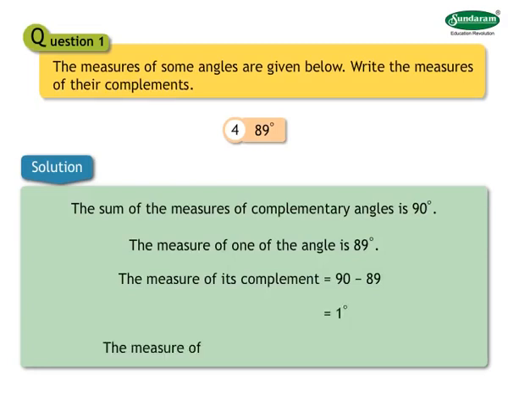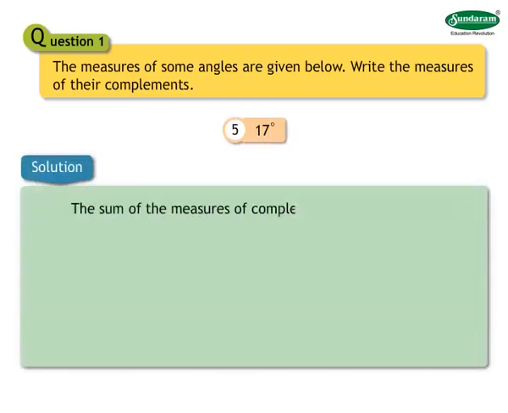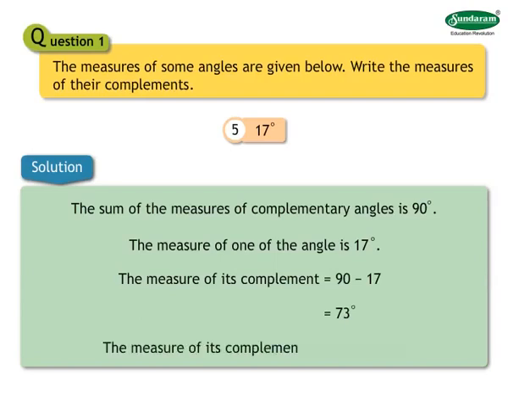Thus, the measure of complementary angle is 1 degree. Number 5. 17 degrees. Solution. The sum of the measure of complementary angles is 90 degrees. The measure of one of the angles is 17 degrees. The measure of its complement is equal to 90 minus 17, which is equal to 73 degrees. Thus, the measure of complementary angle is 73 degrees.